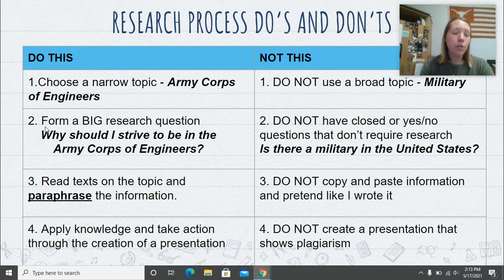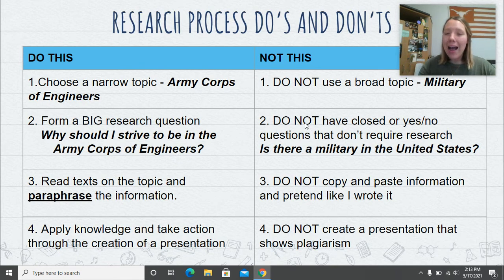What you should also do is form a big research question. So something like, why should I strive to be in the Army Corps of Engineers? A question like that makes you think about, okay, what are the pros and cons of being in the Army Corps of Engineers? What are some of the benefits? You're thinking more broadly about why you would pick that topic or why you would want to research it.